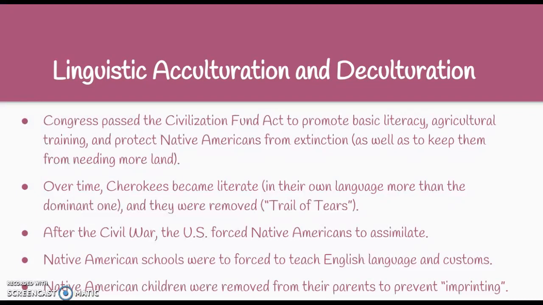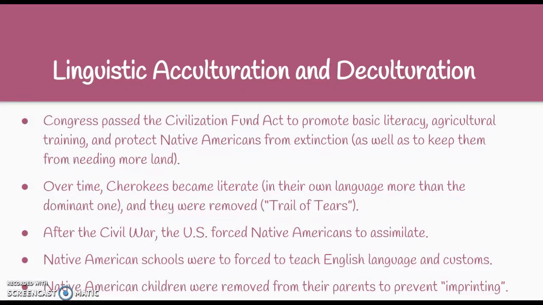So after the Civil War, the United States forced Native Americans to assimilate. Native American schools, which used to be called normal schools. I actually attended the University of North Carolina at Pembroke in North Carolina, which started out as an Indian normal school. It was to educate Native Americans on how to become teachers, but now it's part of the University of North Carolina school system. So these schools were established to force Native Americans to assimilate. They were also forced to learn the English language and customs.